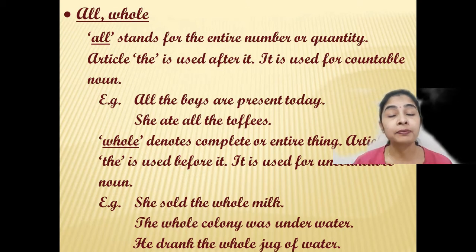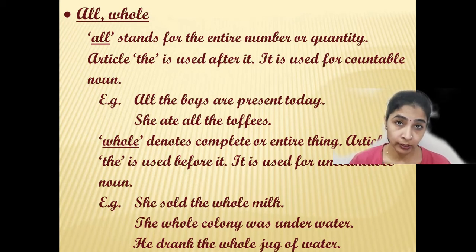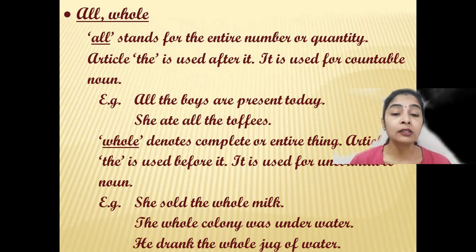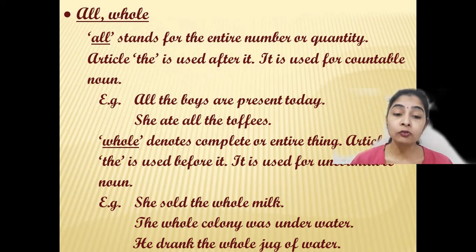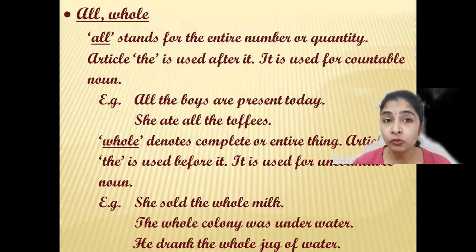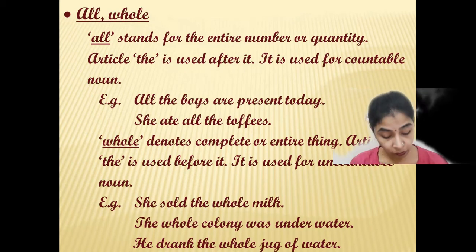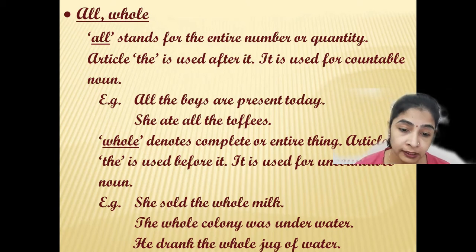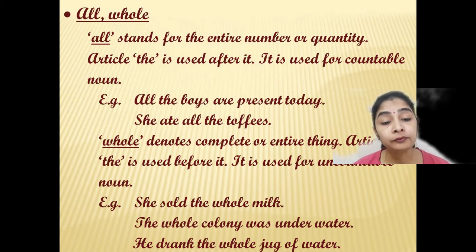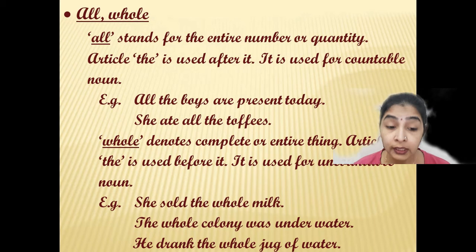All the boys are present today. So boys are countable. There are a certain number of boys. Okay, so here we are saying all the boys are present today. It is countable, so all is used, and moreover just see that the is used after all. Next is, she ate all the toffees. Now toffees are countable, and we are saying the entire quantity is being eaten up by her. So here all is again used and it is countable, that is why it is used, and the is used after all.